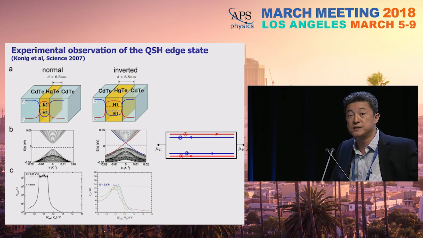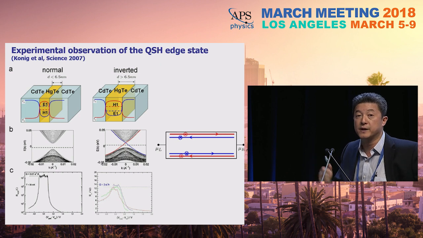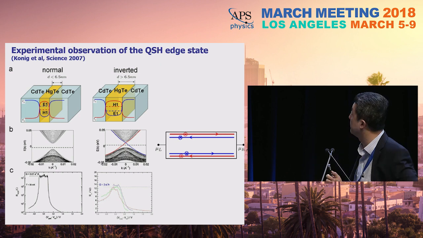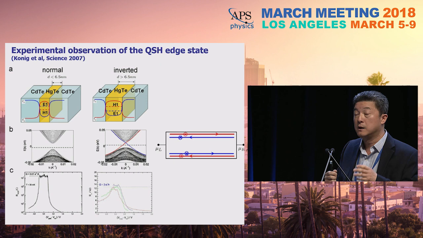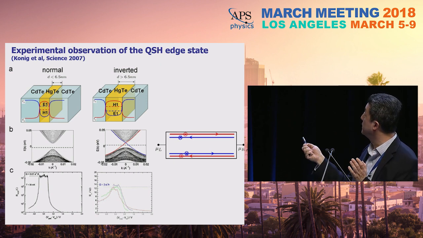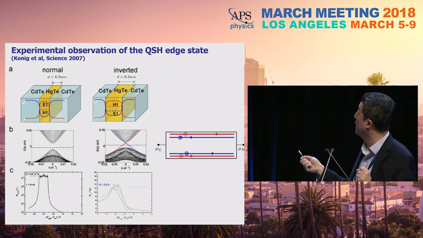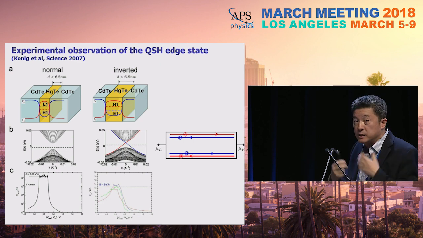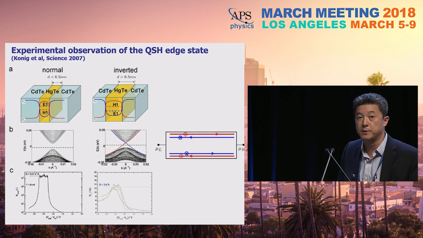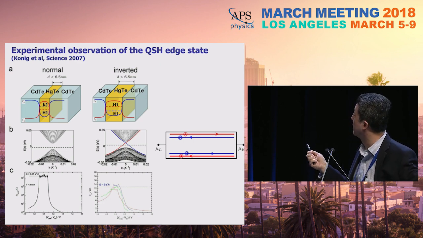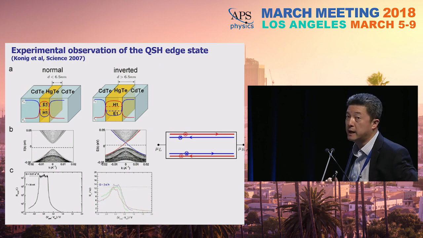When you make the mercury layer thicker and thicker, and the critical thickness is about 6.2 nanometers in thickness, then this material first closes the gap, going from here to here, then reopens. But after it reopens, this material becomes band inverted, topological, and has this topological edge state.